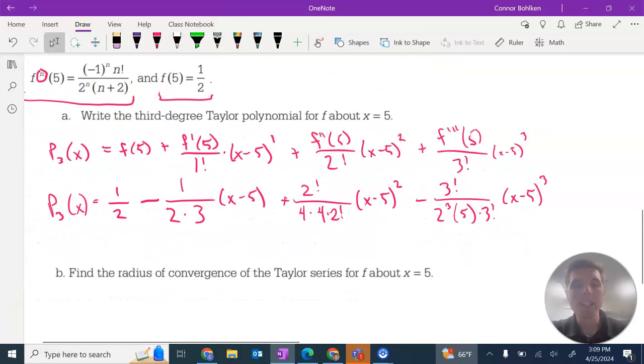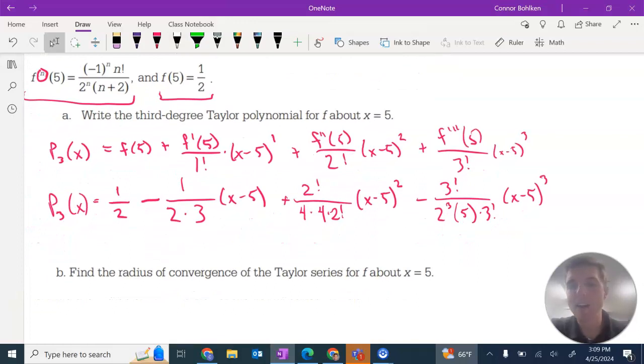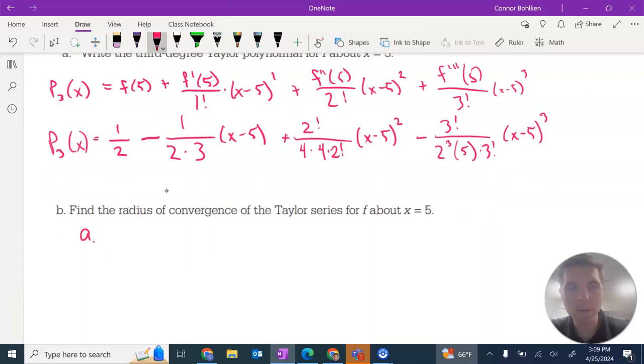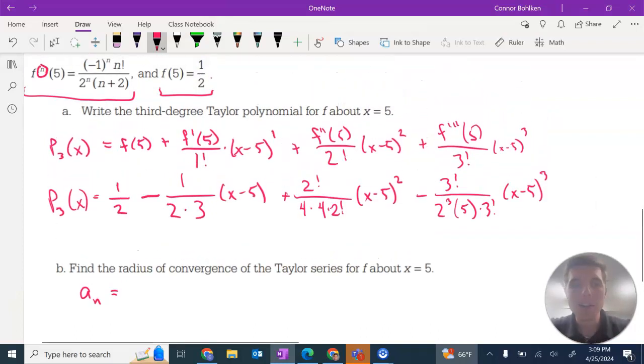Part B, find the radius of convergence about x equals 5. So we're going to use our general term, and I like to write this as a sub n. So we're writing a sub n. This is like my general term, and we're going to do the ratio test to find this radius of convergence. Why ratio test? It's almost always ratio test because I've got factorials, I've got exponents, I've got all sorts of goofy stuff. So here's my a sub n function.